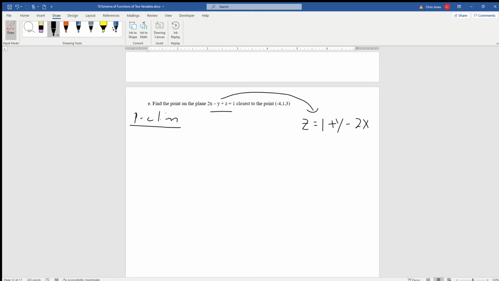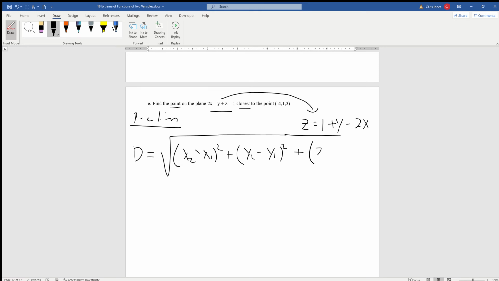What are we trying to optimize? Well, we're trying to find the closest point, and that means that we're trying to optimize the distance. And we know that the shortest distance to any point is a straight line. Remember earlier in the course that we looked at the distance formula. Our distance d, as you might recall, is equal to the square root of (x2 minus x1) squared plus (y2 minus y1) squared plus (z2 minus z1) squared.